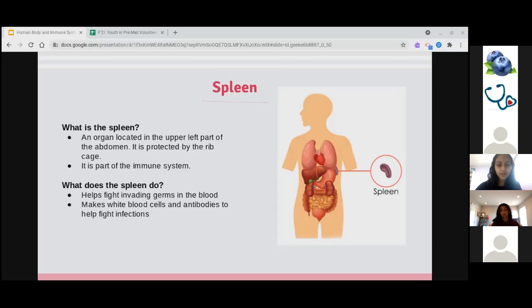It also stores blood, gets rid of old or damaged blood cells, and maintains the levels of fluids in the human body. Diseases and other infections may affect the spleen's ability to function properly, and having a torn spleen can be fatal. That was all for the spleen. We will now be moving on to bone marrow.